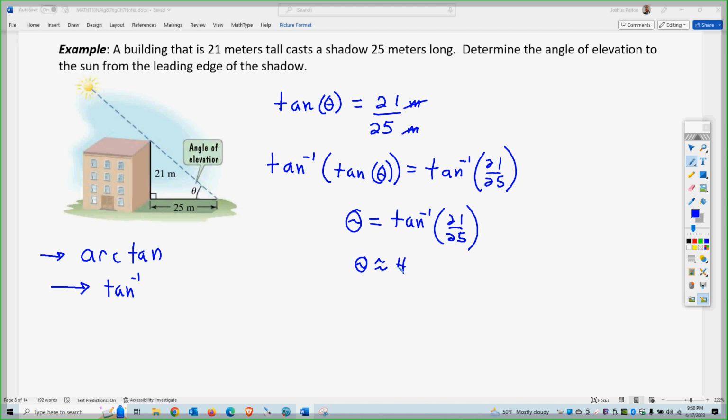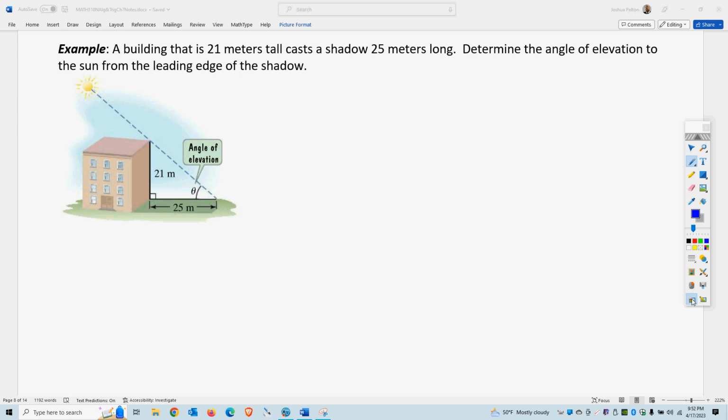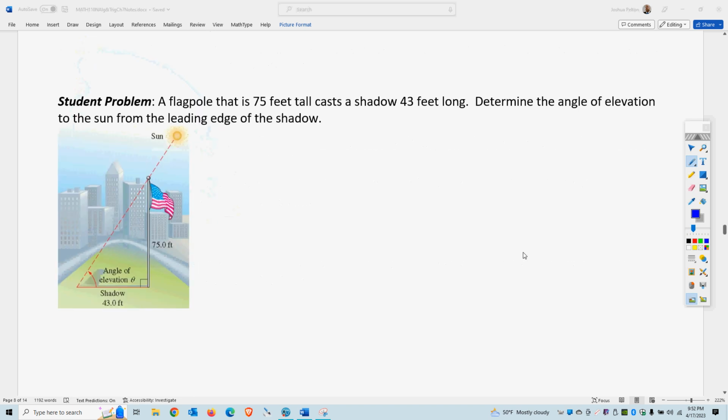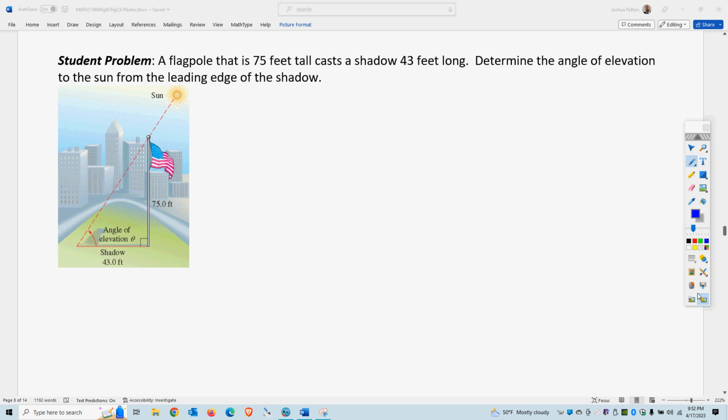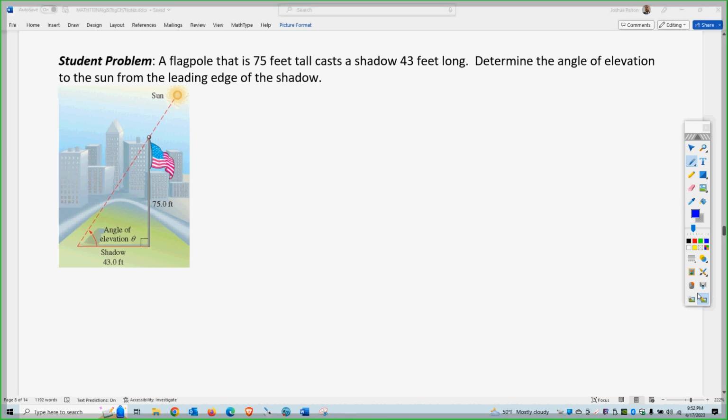All right, so pause the video and try the student problem for yourself. Okay, so we want to figure out the angle. All right, so again, I'm going to use tangent in this case. It's not always tangent. You can use any trig function you want, but this one we don't need the hypotenuse. You could also use cotangent. So 75 feet is the opposite over the adjacent, which is 43 feet.